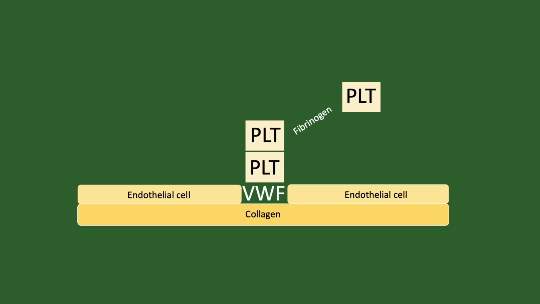Initially, endothelial injury results in exposure of collagen, which is able to bind to von Willebrand's factor, which is secreted into the subendothelial space. Platelets then bind to the von Willebrand's factor by GP1B. This results in platelet activation, leading to a change in shape and release of a range of factors, including additional von Willebrand's factor, calcium, ADP, and thromboxane A2. Thromboxane A2 and ADP result in GP2B3A expression. GP2B3A binds to fibrinogen, linking platelets, thus forming the platelet plug.